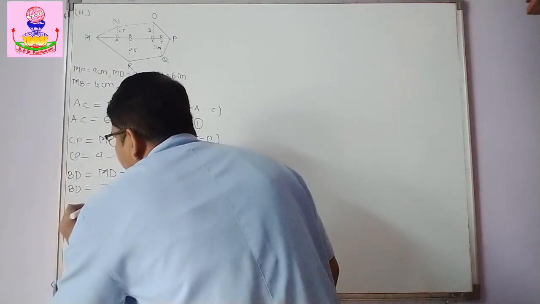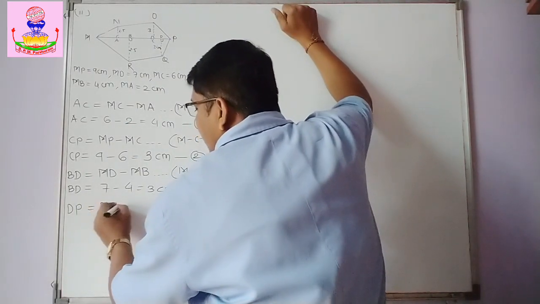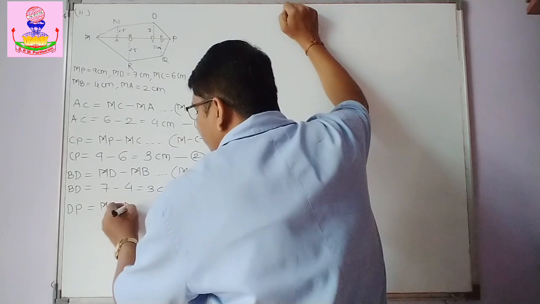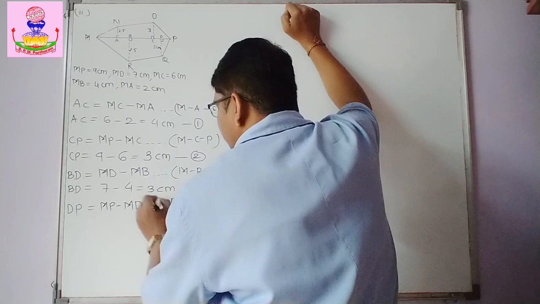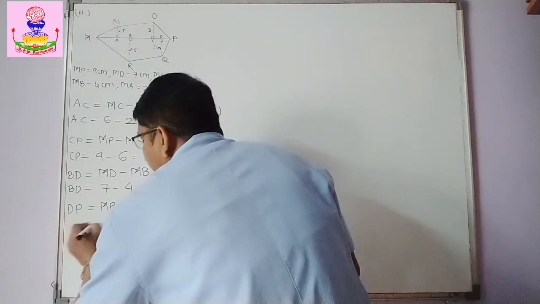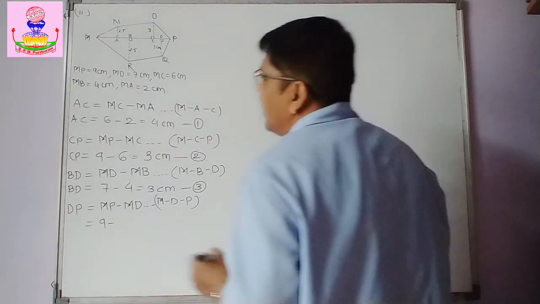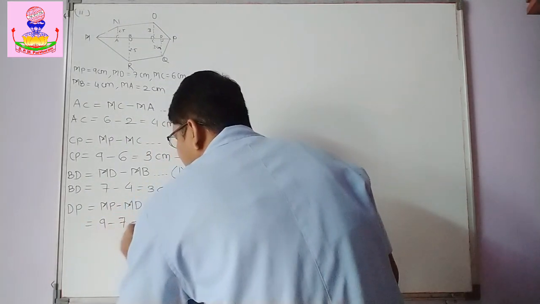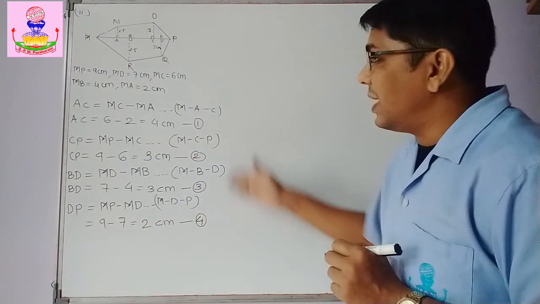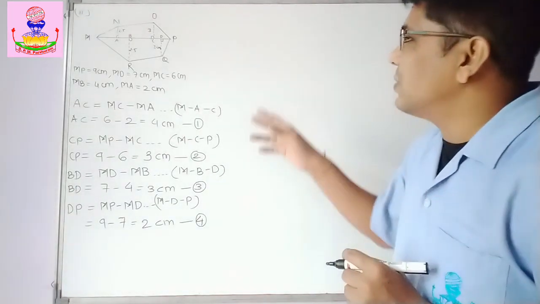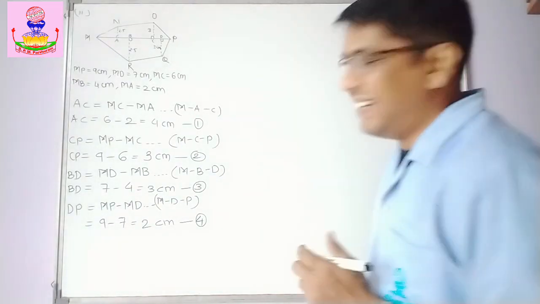So, DP is equal to MP minus MD. Reason: M-D-P. Okay. Now, what is MP? MP is given to be 9 centimeters. What is MD? MD is 7. And 9 minus 7, 2 centimeters. This is point number 4. Now we can use this. Now see. First we will find out area of triangle MAN.